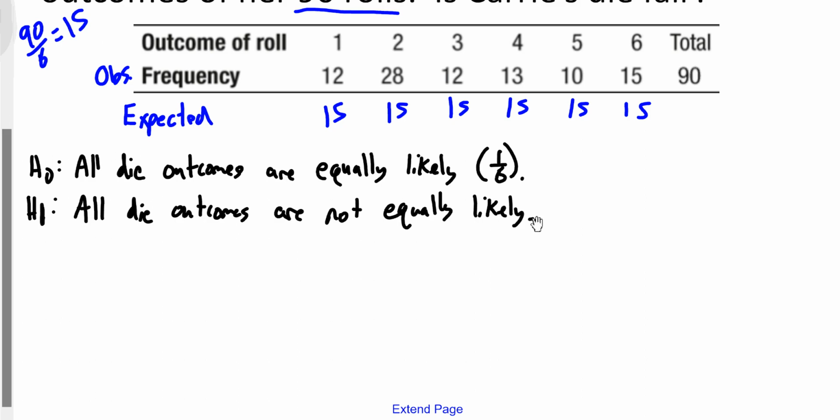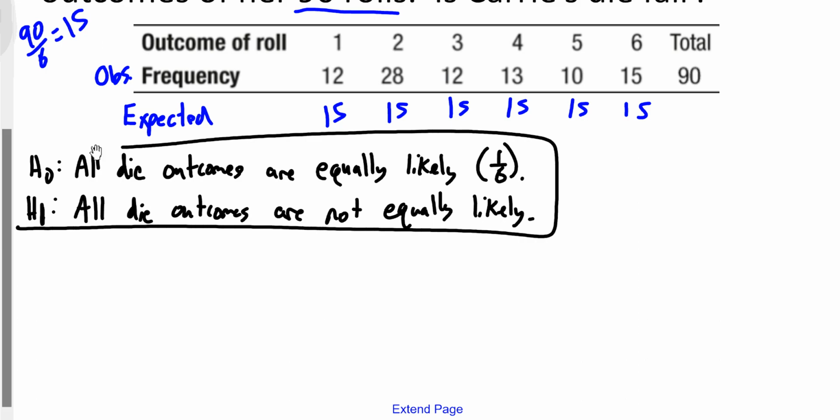It is not a fair die. Those are my hypotheses. Now we're going to work off of those. Okay?